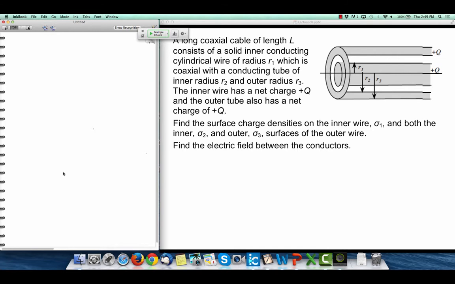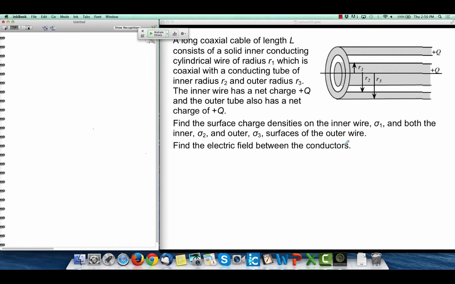This is a long coaxial cable of length L. It has a solid wire in the center, and then a conducting tube around it. The center one is charged plus Q. The outer one is charged the same, plus Q. So the question is, find the surface charge densities on the inner wire and the inner and outer surfaces of the outer wire, and find the electric field between the conductors.